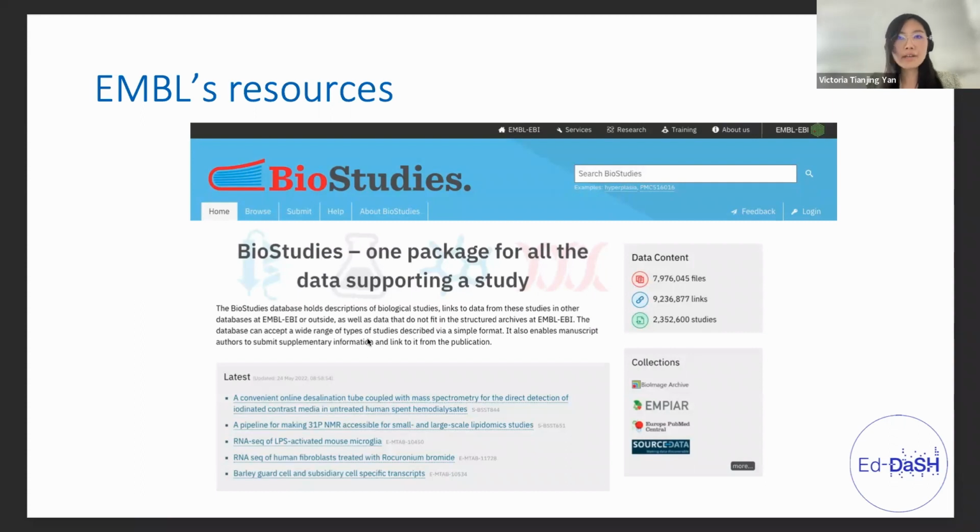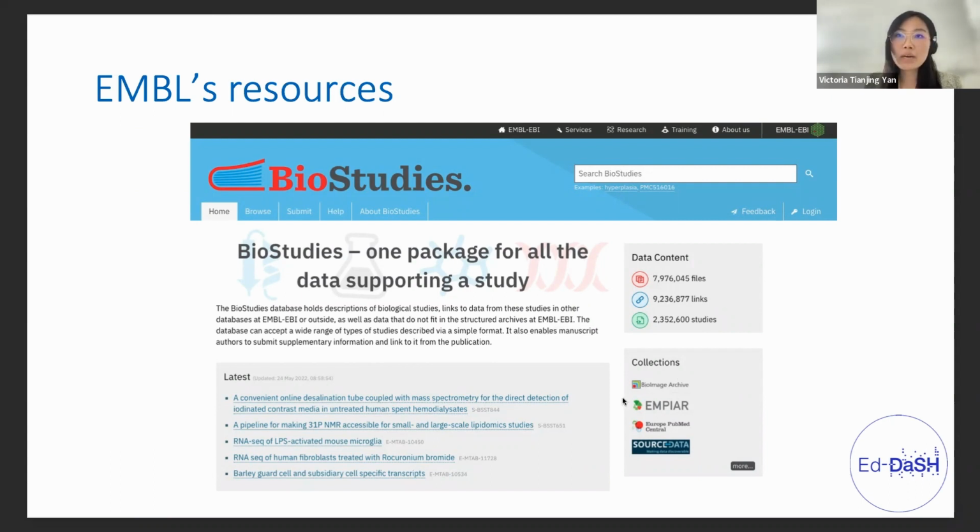Yeah, certainly. So what we recommend is to find the community trusted repository for your particular data and for your field. Back to the data side of things again. I just want to share some resources that are developed and supported by EMBL that are also open to all researchers. One of them is BioStudies. This is one data repository that is great for any type of data that doesn't fit into structured archives, for example, the bioinformatics or genomics archives at EMBL-EBI.